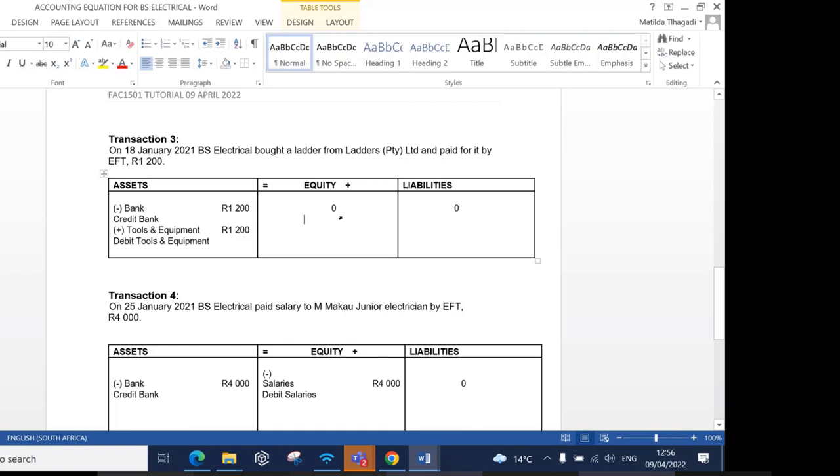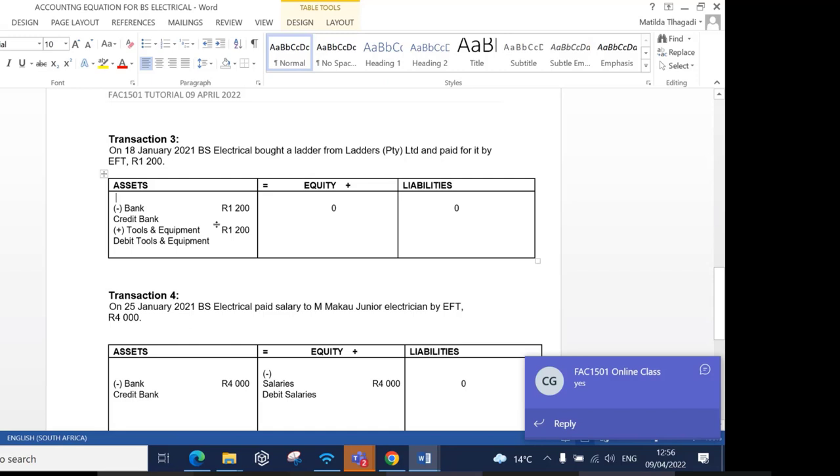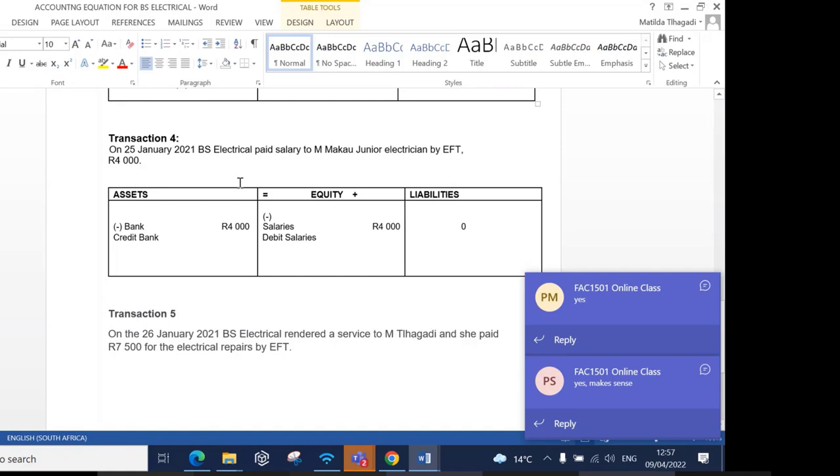Can you see that this transaction is balancing? So it's a minus 1,200 and a plus 1,200. There's a zero effect on the amounts, then equals plus zero equity plus zero liability. Can you see that the transaction balances, guys? Let's go to transaction number four.